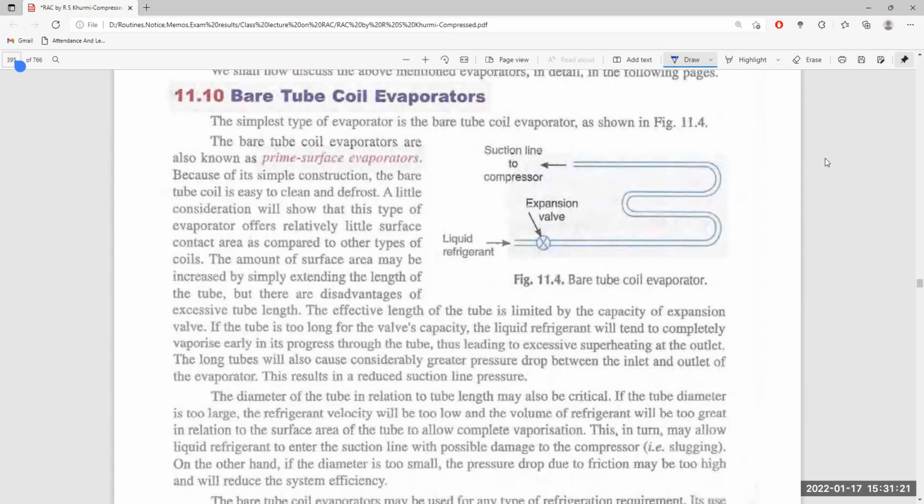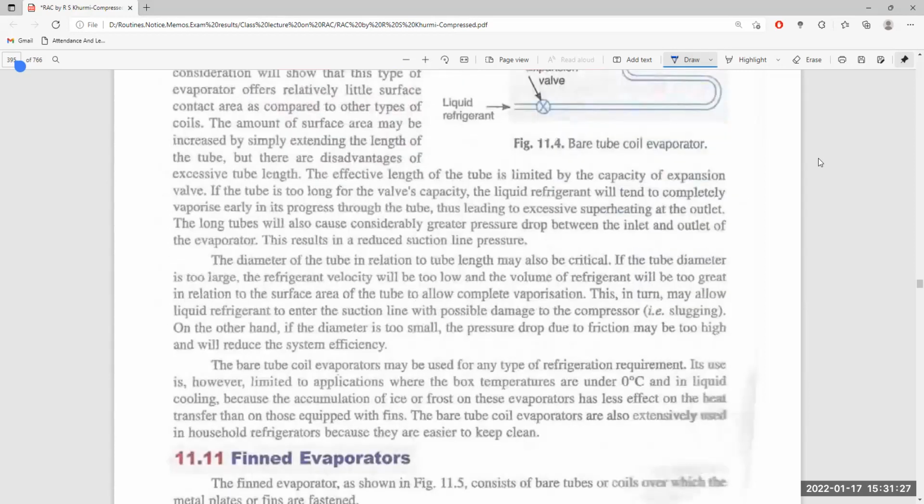The diameter of the tube in relation to the tube length may also be critical. If the tube diameter is too large, the refrigerant velocity will be too slow, and the volume of refrigerant will be too great in relation to the surface area of the tube to allow complete evaporation, with possible damage to the compressor.